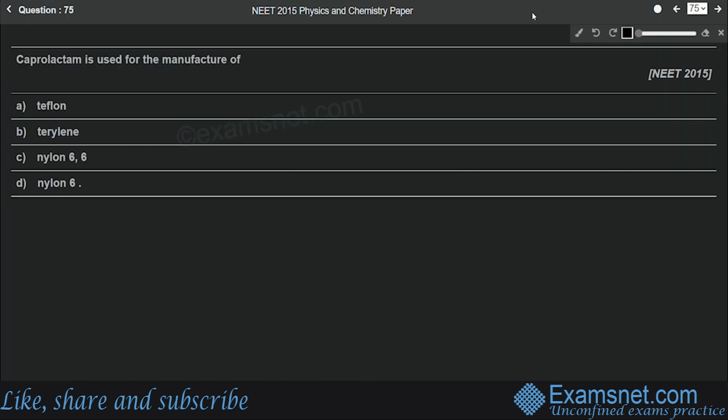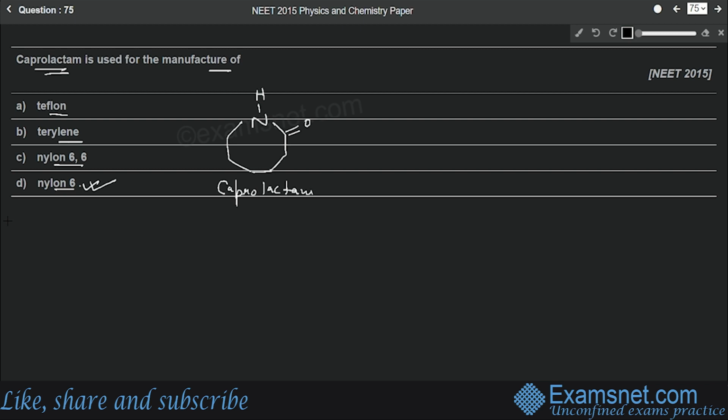Question number 75 is from the chapter polymers, and the question is: caprolactam is used for the manufacture of. Options are Teflon, Terylene, nylon 66 and nylon 6. So the correct answer will be nylon 6. Let's see the structure. Caprolactam. The structure is something like this. Here we have nitrogen attached to hydrogen. Here we have a double bond to oxygen. This is your caprolactam.